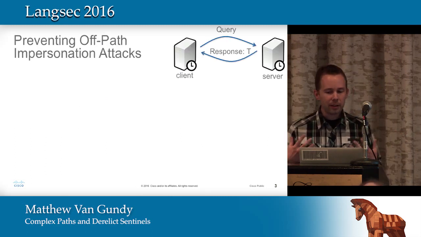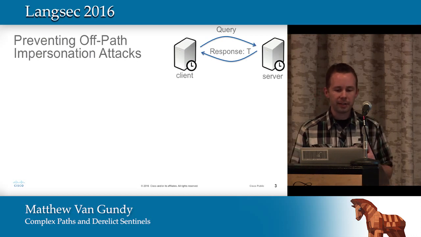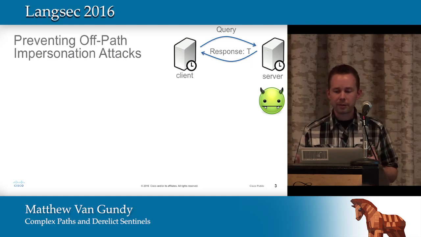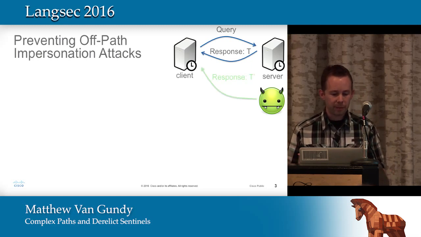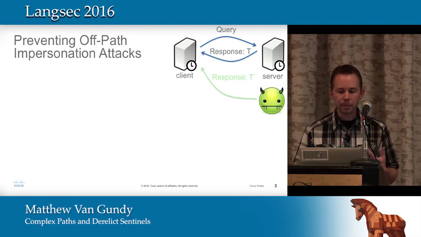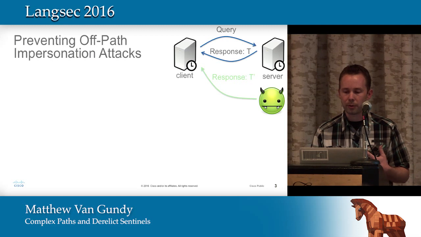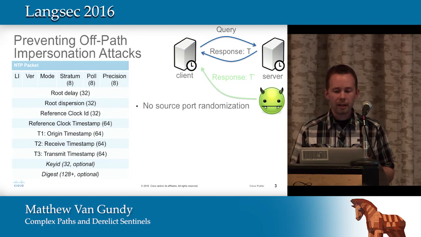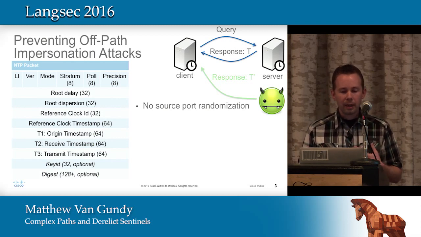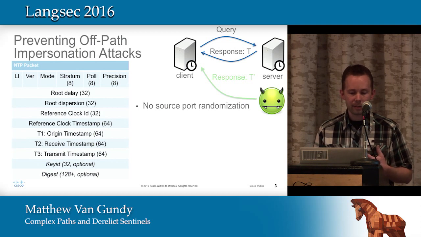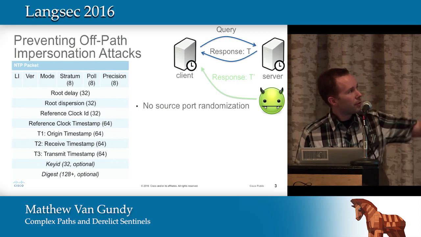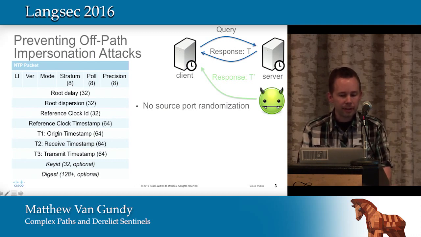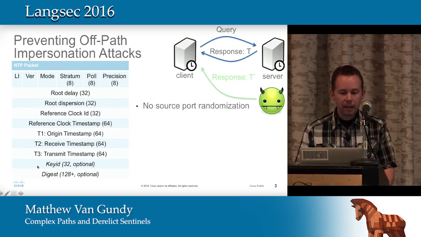All right, the way that NTP protects against off-path impersonation attacks: say you have some off-path attacker who knows that the client is communicating with the server and wants to forward spoofed responses from the server. NTP runs over UDP and doesn't employ any sort of source port randomization. So it would be trivially easy to spoof packets coming from the server, except that NTP incorporates a custom mechanism to prevent this. Here is a visualization of an NTP packet. The things that I want you to take note of are these three timestamps, T1, T2, and T3.